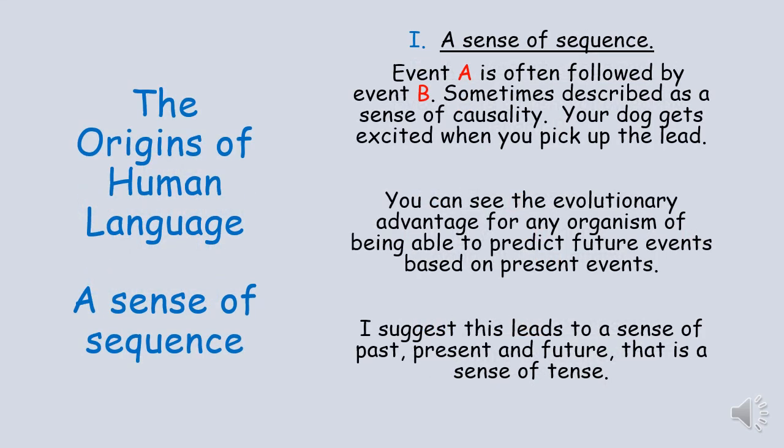With the first foundation, a sense of sequence, we detect that event A is often followed by event B, sometimes described as a sense of causality. Your dog gets excited when you pick up the lead. He knows there's a good chance he's going to be taken for a walk. You can see the evolutionary advantage for any organism of being able to predict future events based on present events. I suggest, therefore, that this leads to a sense of past, present and future, that is, a sense of tense.